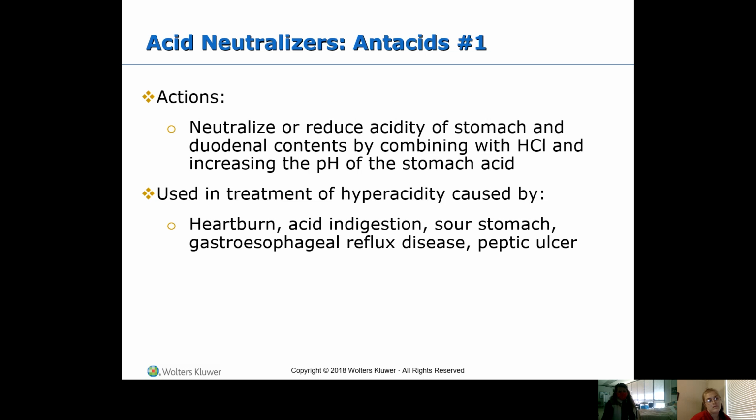So acid neutralizers, I have already told you guys this. They're used in the treatment of heartburn, indigestion, sour stomach, GERD, and peptic ulcer. So if y'all want to write some of the examples of that on this slide, that would probably be helpful. Maalox, milk of magnesia.